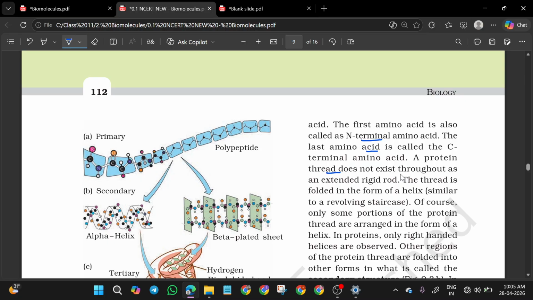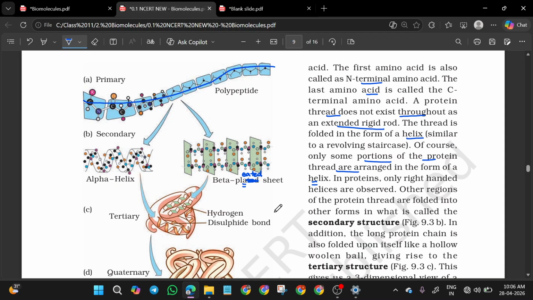A protein thread does not exist throughout as an extended single rod. இந்த மாதிரி linear இப்படியே இருக்காது. It will be present in the form of helix, like a revolving staircase. இந்த மாதிரி இருக்கலாம். Or beta pleated sheets, இத இப்ப change பண்ணிட்டாங்க. Beta pleated sheet formation it can be present. Of course, only some portion of the protein threads are arranged in the form of helix. அதுக்குன்னு எல்லாமே helix ஆவும் இருக்காது, எல்லாமே sheet ஆவும் இருக்காது. So only some portions will be arranged. That also we have to know.